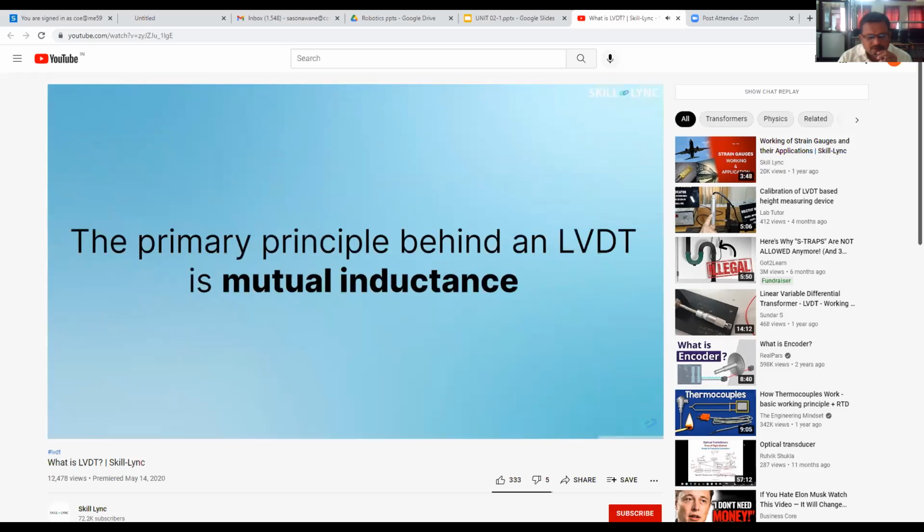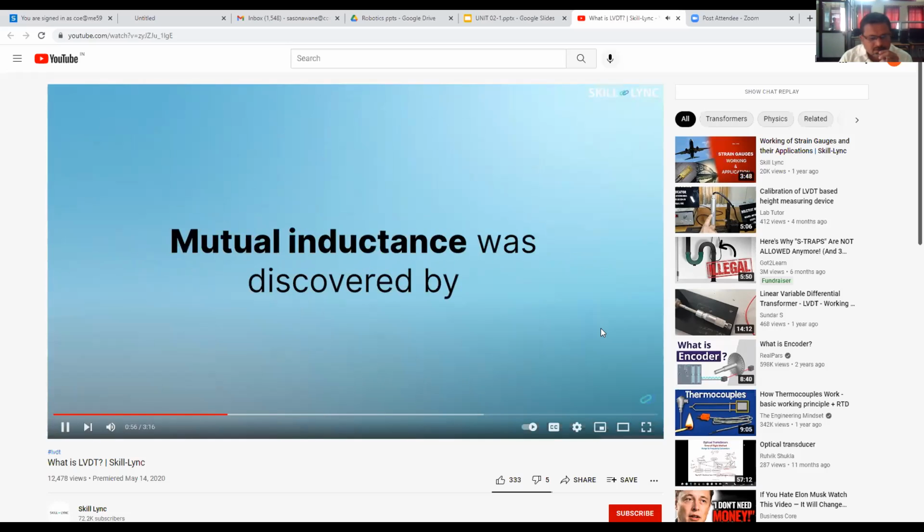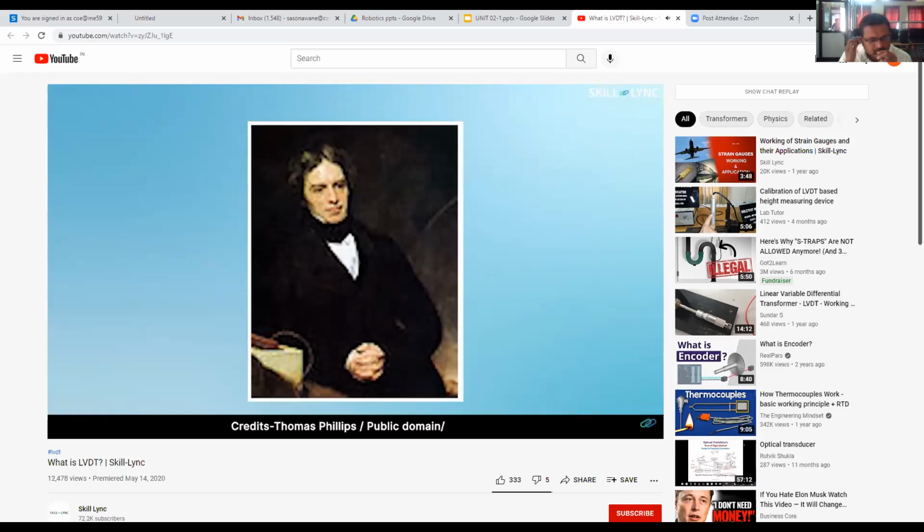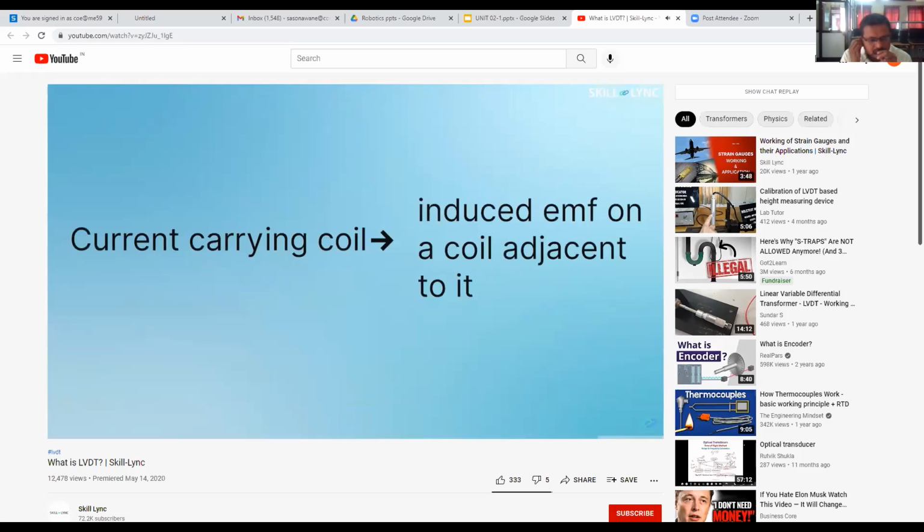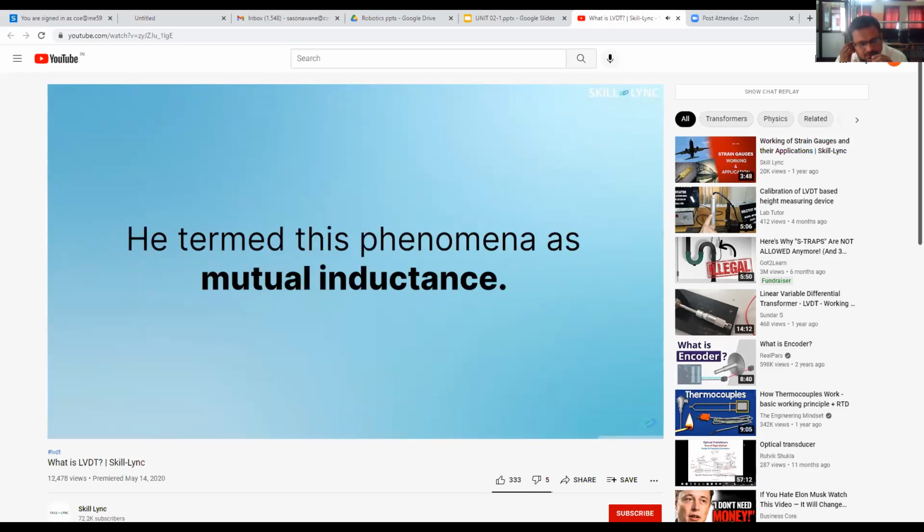Let's find out. The primary principle behind an LVDT is mutual inductance. Mutual inductance was discovered by Michael Faraday in 1831. He discovered that a current carrying coil having a magnetic field around it develops an induced EMF in a coil adjacent to it. He termed this phenomenon mutual inductance.